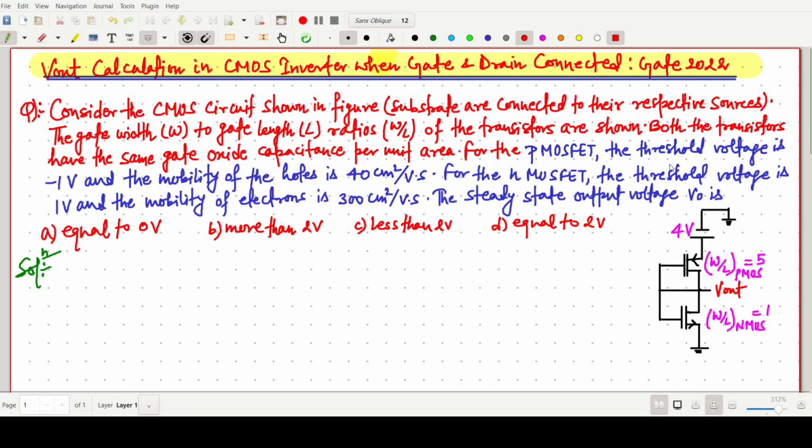The p-channel MOSFET, that is the upper one, this one is our PMOS, has the threshold voltage -1 and the mobility, that is mu p, is 40 centimeter square per volt per second. For the NMOS, the threshold voltage is 1 volt and the mobility of the electrons is 300 centimeter square per volt per second. So we have to find out the output voltage. This one is a very simple question, but we have to know the concept.